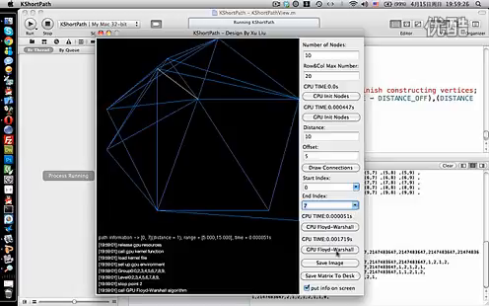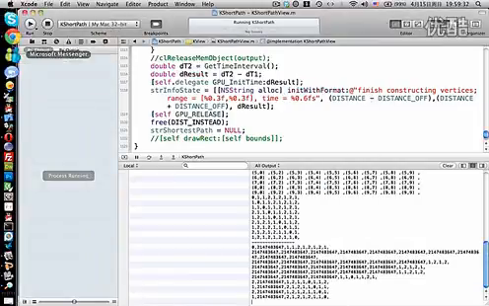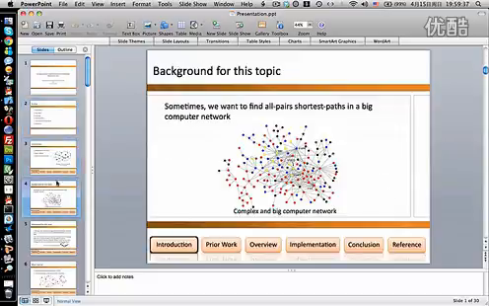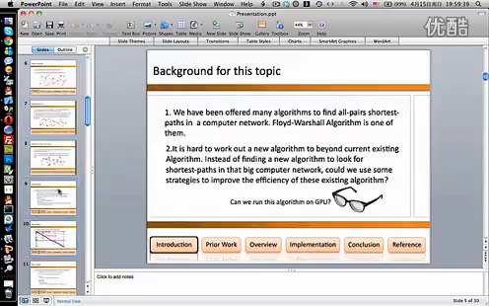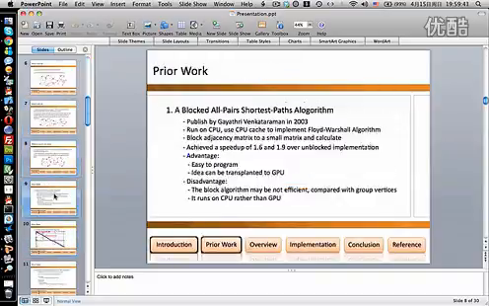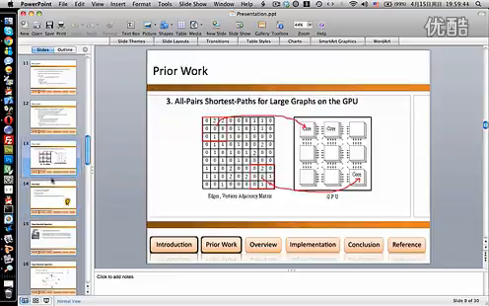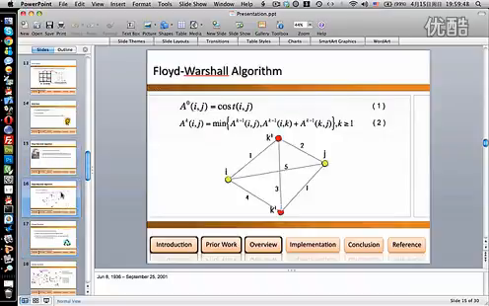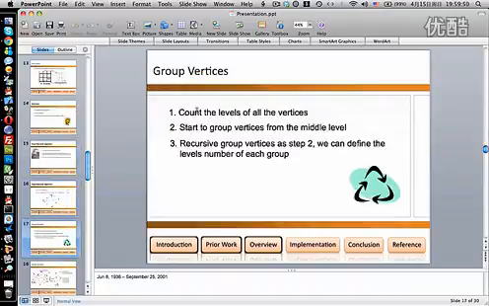Because there is a problem. I am still trying to fix it. This problem is like this. So now I need to go back to the slides. As we talked about before in the slides, this is what is new in my work. This is the previous work. So this is my algorithm to find the shortest path based on the Floyd Warshall algorithm.